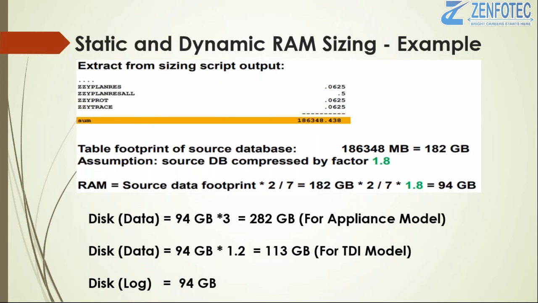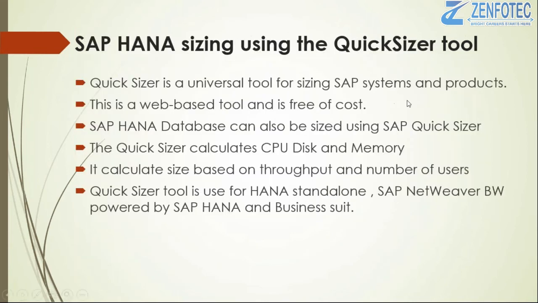QuickSizer is the universal tool for sizing SAP systems and products. It is a web-based tool and it is free of cost. The SAP HANA database can also be sized using the SAP QuickSizer tool. QuickSizer calculates the CPU, disk and memory, based on throughput and the number of users. It is used for HANA standalone, BW on HANA, and business suite on HANA. HANA standalone means you are running your HANA database without your SAP applications.